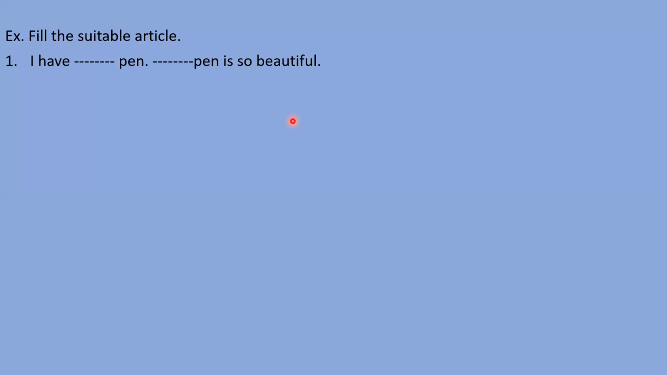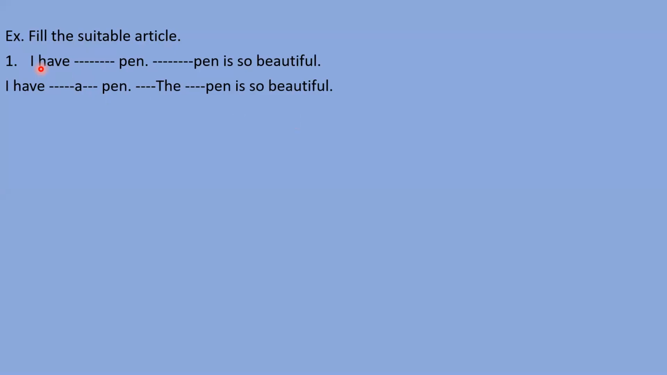So, dear students, that's the right answer. I will tell you why we have used a here and why we have used the here. Whenever I say "I have a pen", it means the first time I'm describing it, it is not definite, right? So it is indefinite. I don't know which pen I'm talking about. It means my listener doesn't know which pen I'm talking about. So I will say, I have a pen.